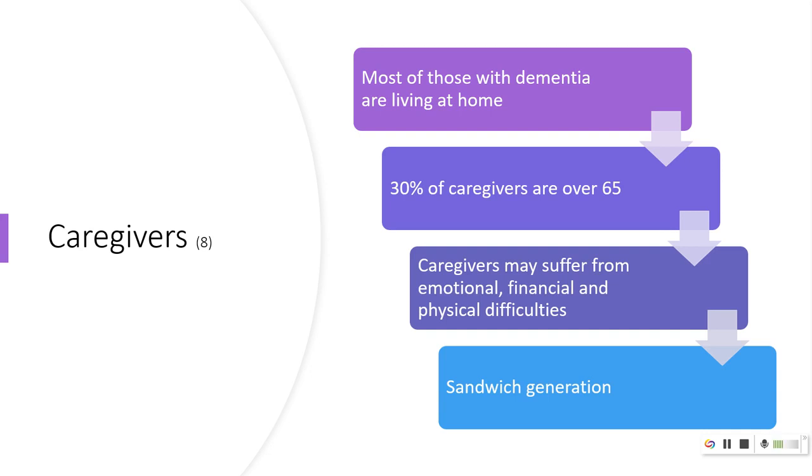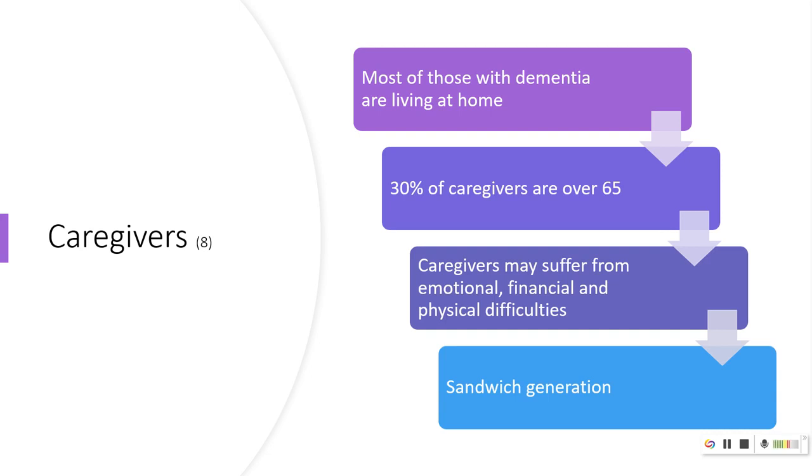So what we have to watch for is that the caregiver also takes care of themselves. Sometimes those caregivers might have some underlying issues, might have some comorbidities and different types of medical issues. We have to be sure that they're taking care of themselves too, so that they don't become sick. It does not help the person with dementia to have a caregiver who ends up in the hospital because they're not taking care of themselves. So caregivers may suffer from emotional, financial, and physical difficulties.